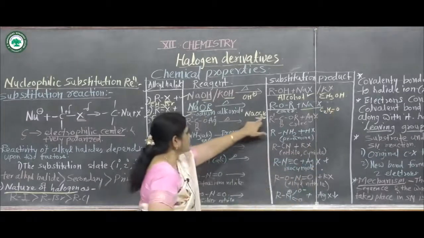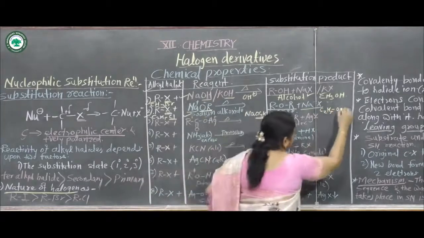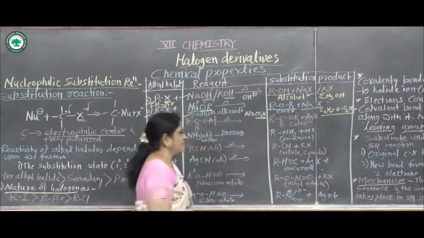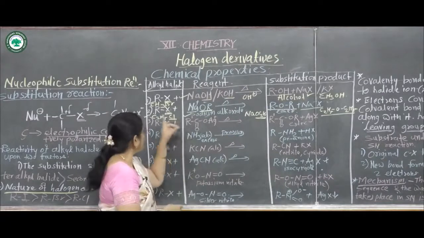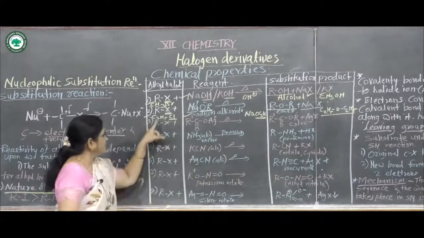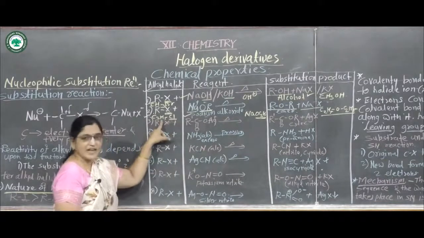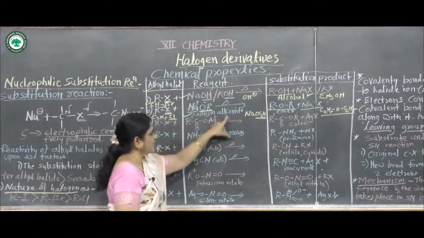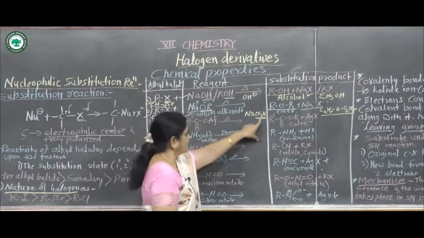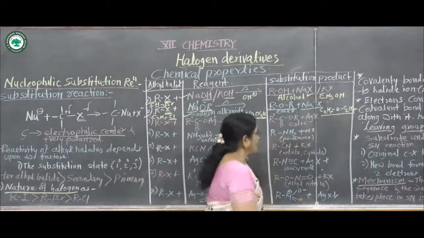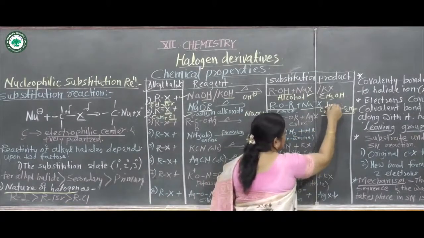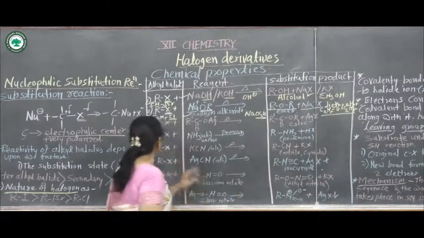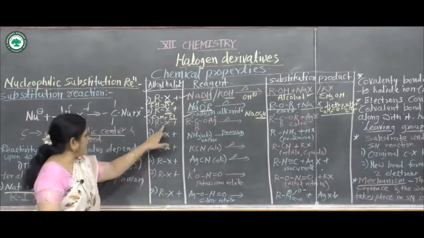C2H5O and here C2H5. That means the name of this ether is diethyl ether. It forms ether in the second reaction. That means here C2H5Cl, an alkyl halide, ethyl chloride. If it reacts with sodium alkoxide, that means sodium ethoxide, then it forms ether. The name of this ether is diethyl ether.